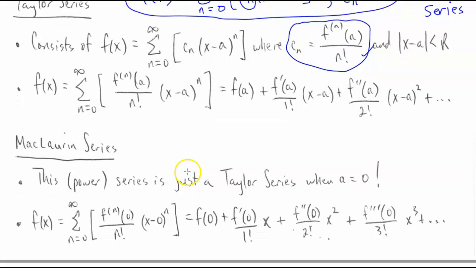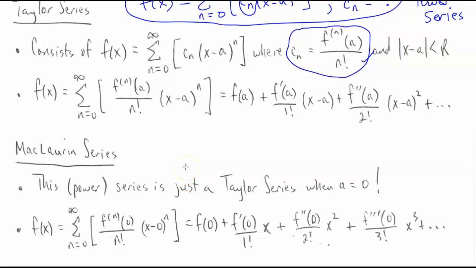Now, with a Maclaurin series, not much to it. If we just let A equal 0, so the A that the Taylor series is centered about, if you let it be 0, then it becomes a Maclaurin series, okay? So if you know a Taylor series, then you also know a Maclaurin series. A Maclaurin series is simply a very specific type of Taylor series where we center everything about A equals 0. That's pretty much it.